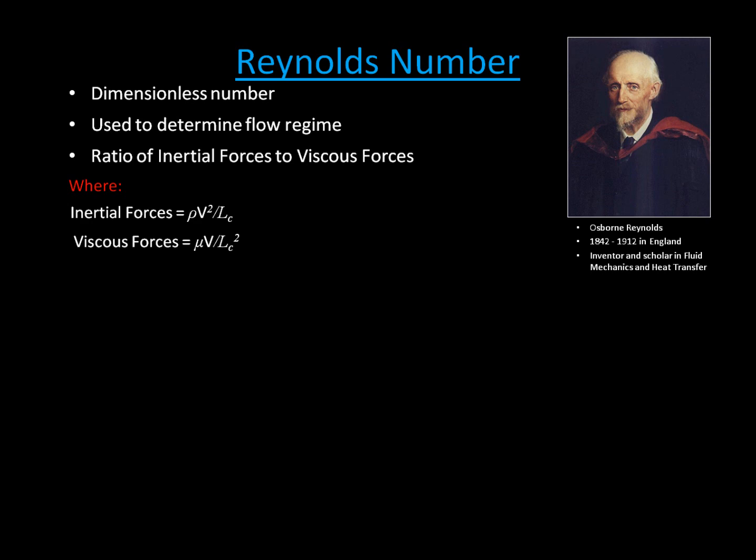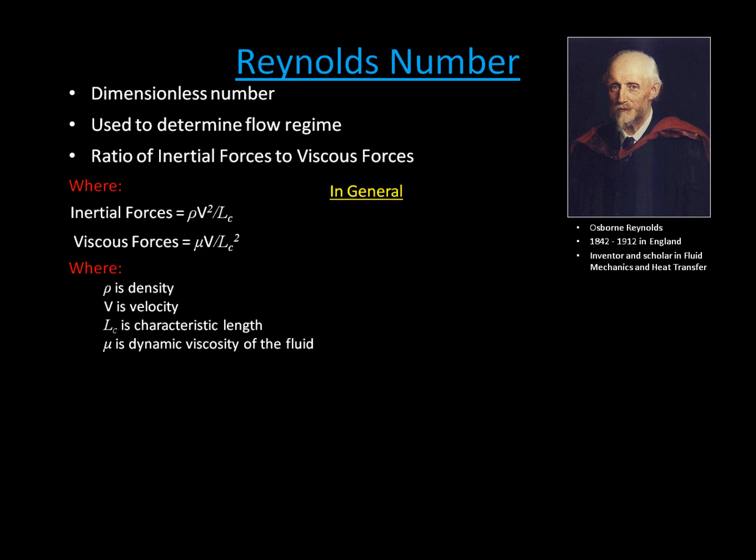And the viscous forces are defined as the dynamic viscosity times the velocity divided by the characteristic length squared. So I'll just list those down at the bottom for you, what each one of those terms are. And so if we put a ratio of inertial to viscous forces and then canceled out like terms and did our algebra and simplified, the general form of a Reynolds number, this dimensionless number, is the density of the fluid times the velocity of the fluid times the characteristic length divided by the dynamic viscosity, which is a property of the fluid.